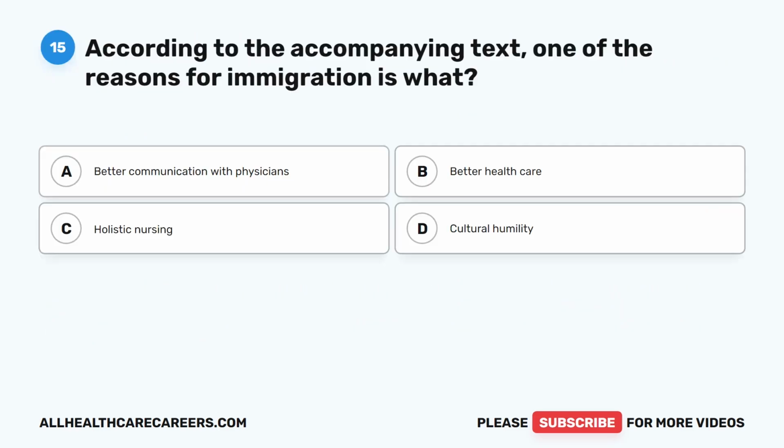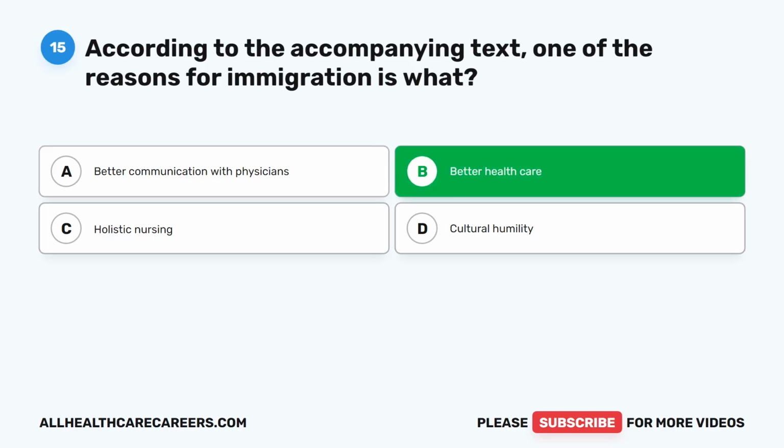Question 15. According to the accompanying text, one of the reasons for immigration is what? A, better communication with physicians. B, better health care. C, holistic nursing. D, cultural humility. The correct answer is B, better health care.